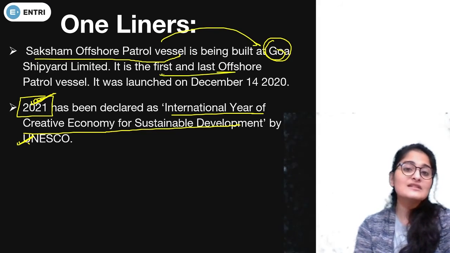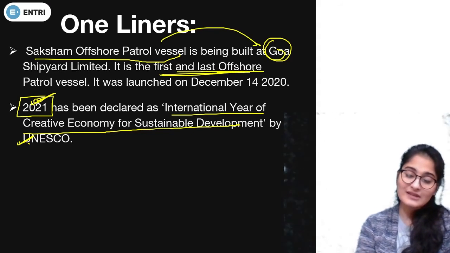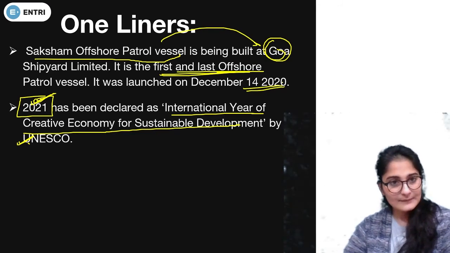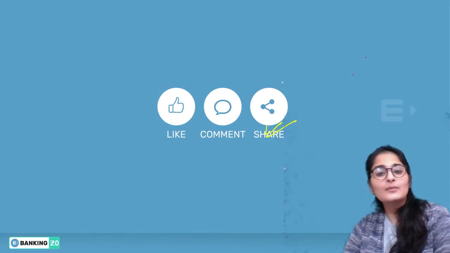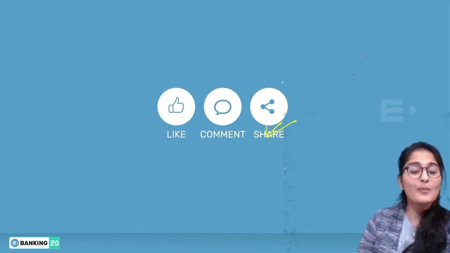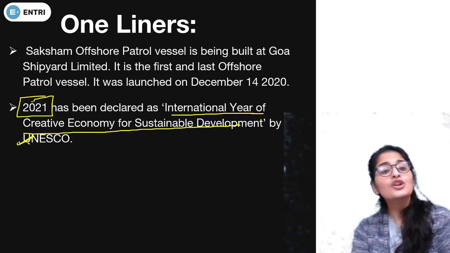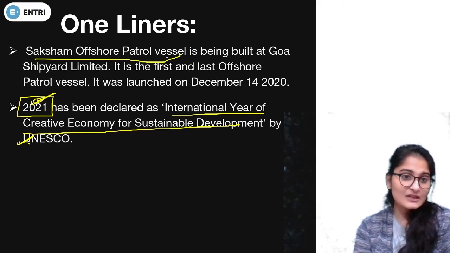Apart from that, the Saksham offshore patrol vessel is being built in Goa Shipyard. So first of all, where is it being built? It is being built in Goa. It is the first and last offshore patrol vessel that is going to be created and was launched on December 14, 2020. Right. Now with this, we'll be winding up the segment.